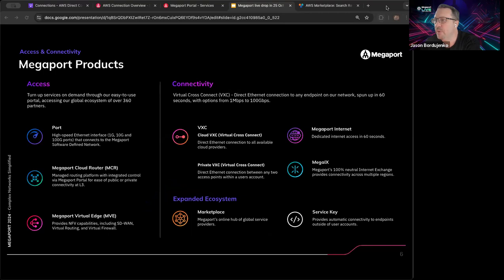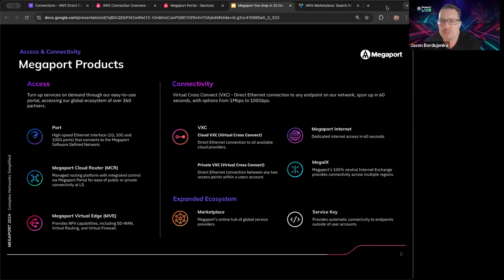So let's talk, at an overview level, about the Megaport product portfolio. We term our products pretty much into two main categories: access products that we see on the left-hand side, and then the connectivity pieces on the right-hand side. And they're the components that can be utilized from those access products.